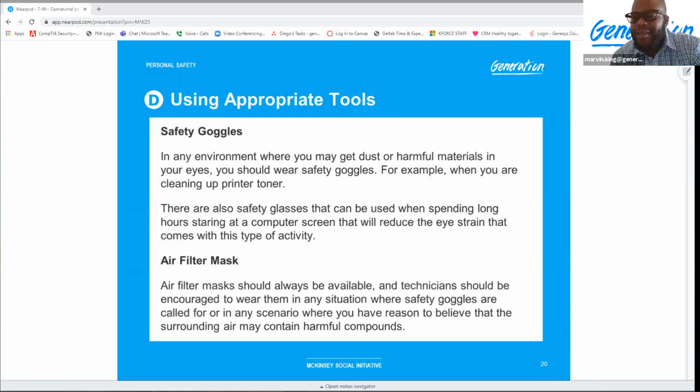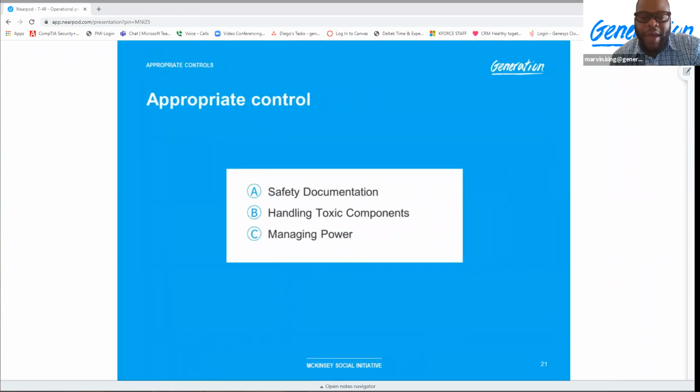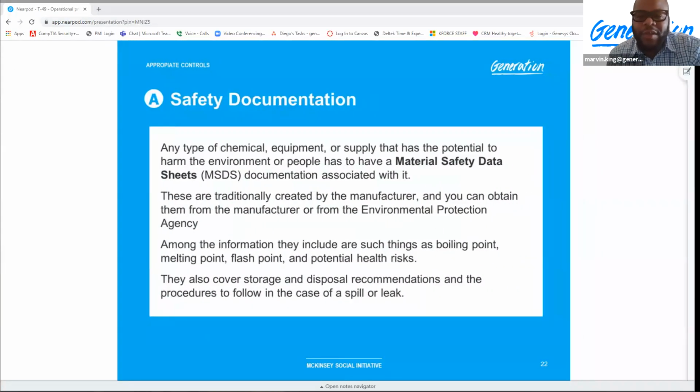All right. Passing the baton to yours truly. We're going to talk about safety documentation, handling of toxic components, and managing power. It's going to feel like deja vu here, so we'll hit on some things. This first one is safety documentation.